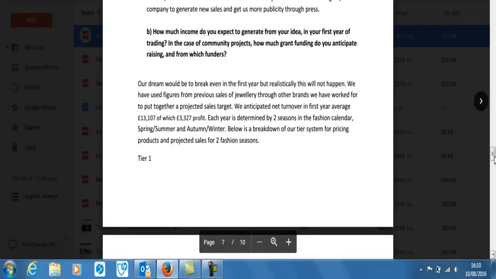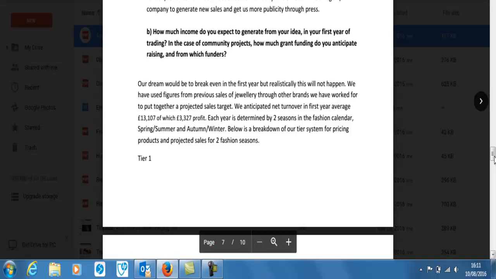Okay, so now the next part is, how much income do you expect to generate from your idea in the first year of trading? And then, of course, we've added this part, which is, in the case of community projects, how much grant funding do you anticipate raising and from which funders? So if you're having a project and you're relying on grants, then naturally that's a bit different. That being said, it is increasingly common these days, even if you're running a charity, to have to do some sort of commercial activity to raise money.